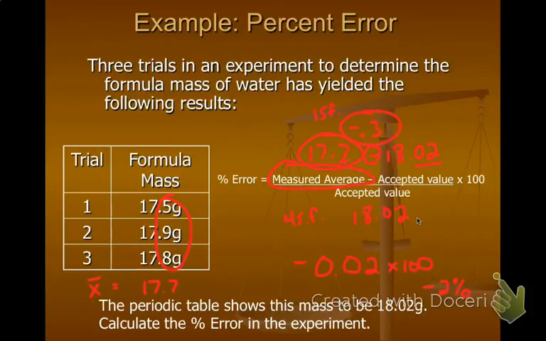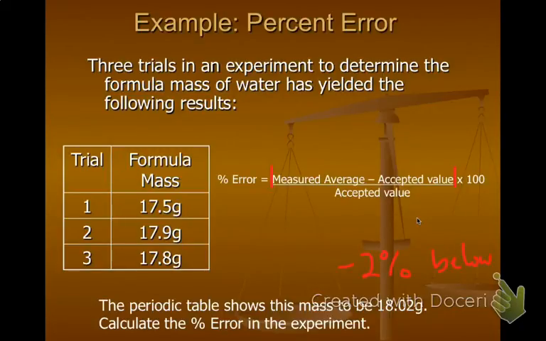Some teachers have their students put the equation in absolute value, which you'd always get a positive percent error, but I don't like that because the negative 2% error tells you you're below the right answer. And on a lab report where you have to analyze your errors, talk about your error and figure out where that error came from, the fact that you're below the real answer is going to help you figure out where that error possibly came from.